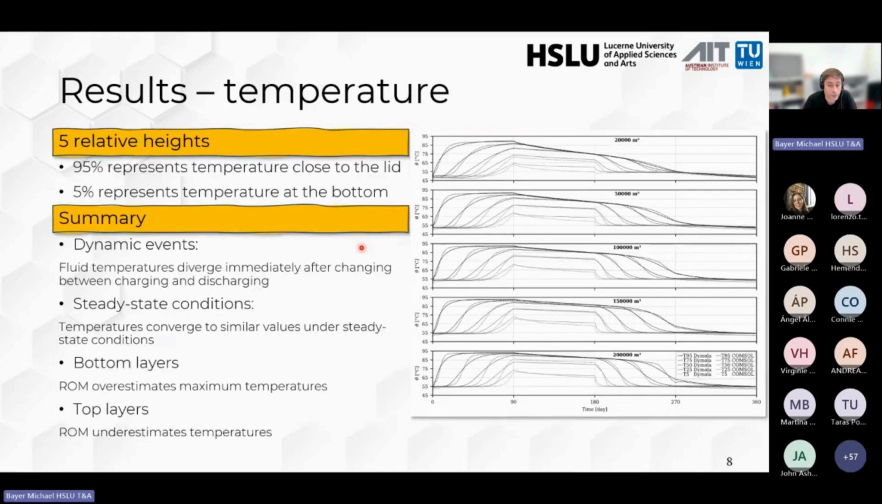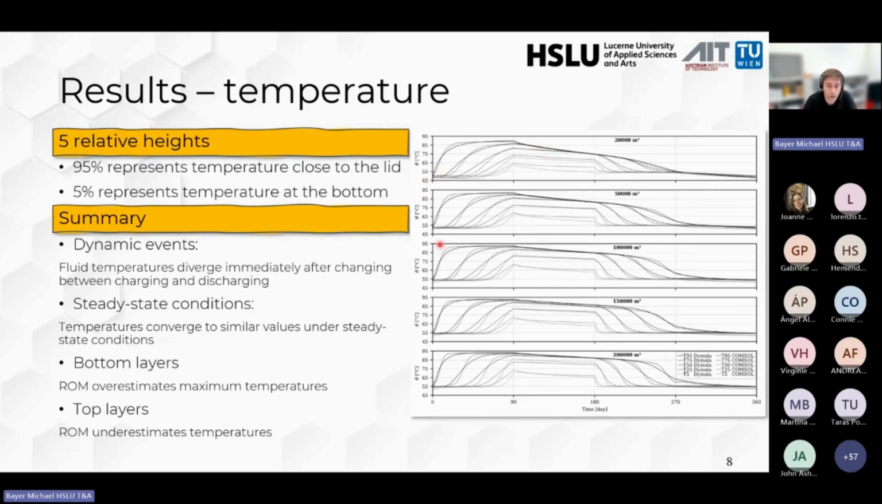Here you can see the temperature profiles for the different sTES sizes from 20,000 to 200,000, representing 5 relative heights within the storage. Where 95% is the layer close to the lid, and 5% represents close to the bottom of the storage. You can see quite close alignment, especially during the constant conditions, but as soon as dynamic events occur, the temperature profiles from the two models show minor deviations.